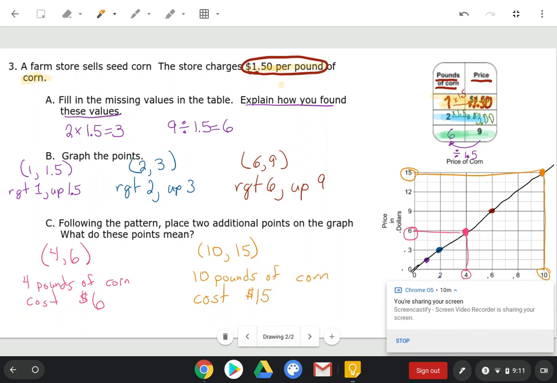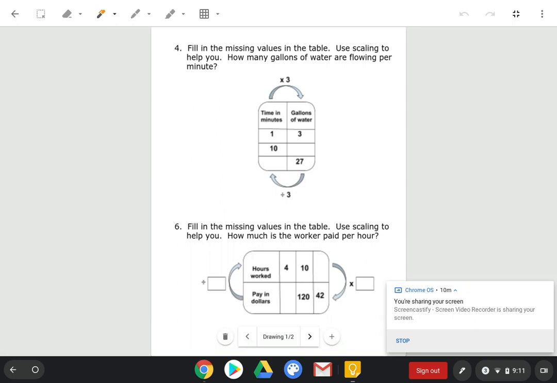All right, so now let's take a look at just some ratio tables and how we would find missing values in those ratio tables. So for problem number 4, we have to fill in the missing values in the table. We're going to use scaling to help us, and later we're going to tell how many gallons of water are flowing per minute. So let's examine the table carefully. On the left-hand side, we have time in minutes, and on the right-hand side, we have gallons of water.